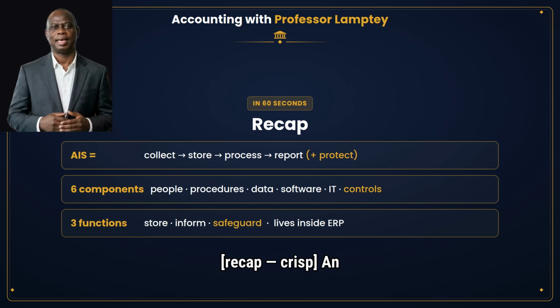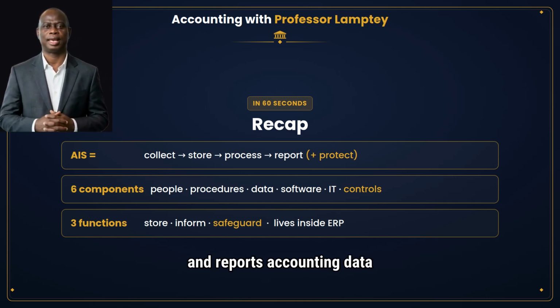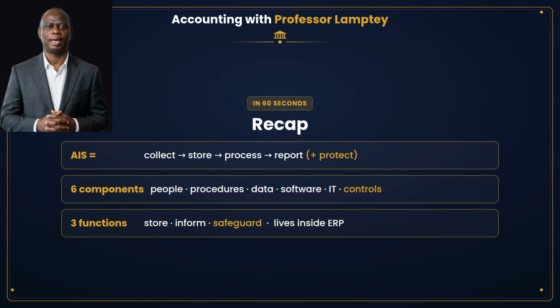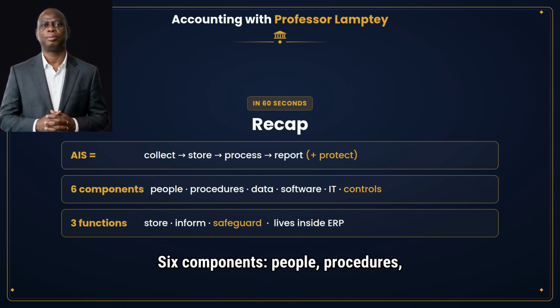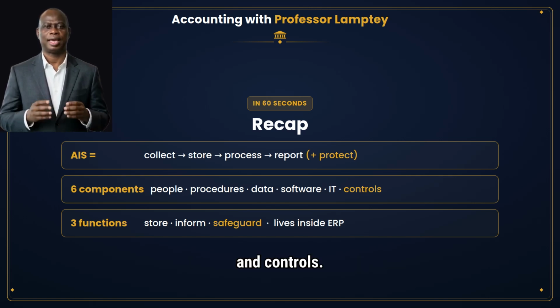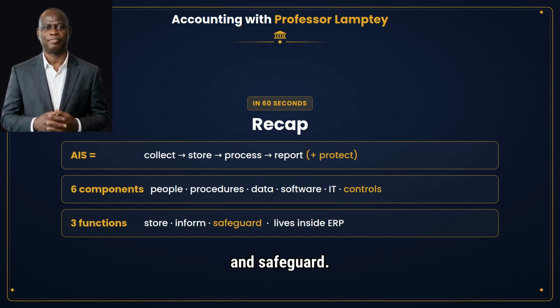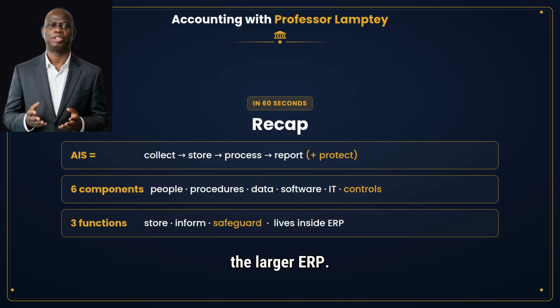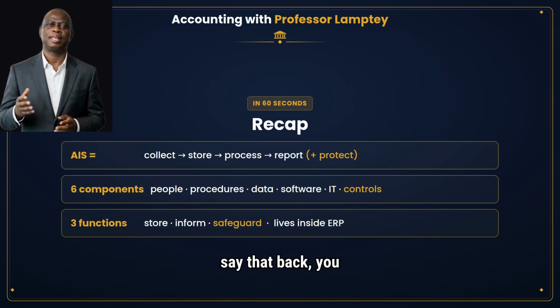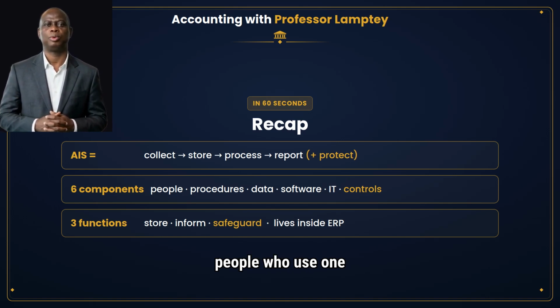Let's lock it in. 60 seconds. An AIS collects, stores, processes, and reports accounting data and protects it along the way. 6 components: people, procedures, data, software, IT infrastructure, and controls. 3 functions: store, inform, and safeguard, and it lives inside the larger ERP. If you can say that back, you already understand more about accounting systems than most people who use one every day.